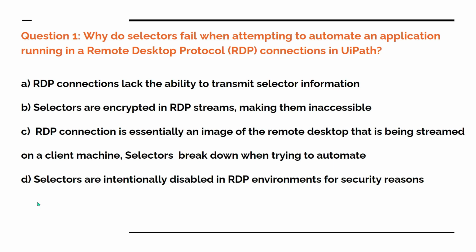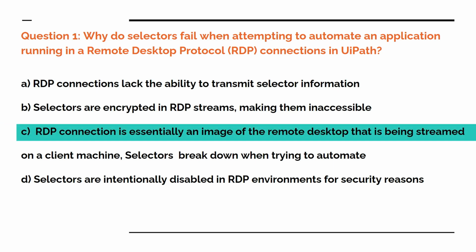Okay, I hope you have already commented. Let me reveal the answer. The answer is: an RDP connection is essentially an image of the remote desktop that is being streamed on a client machine. Selectors break down when trying to automate. This is the best right answer.